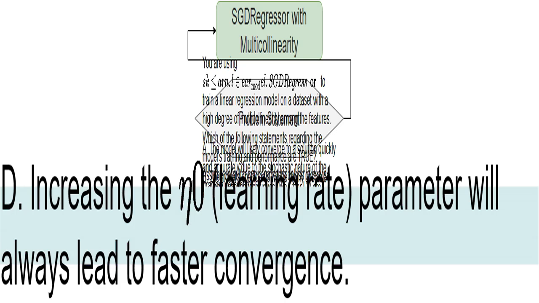This is false. The learning rate, eta0 in SGD, controls how big a step the algorithm takes towards the best solution in each iteration. A higher learning rate might seem like it would speed things up, but it could also cause the algorithm to jump around wildly and never settle on a good solution. That's called divergence. Conversely, a learning rate that is too low will result in very slow convergence. Getting this parameter right is key. It's more of an art than a science to find the correct value.